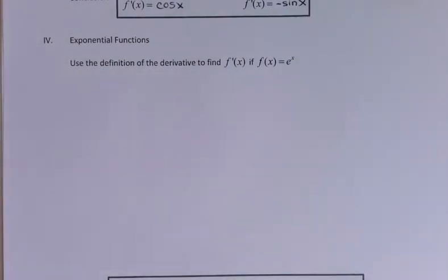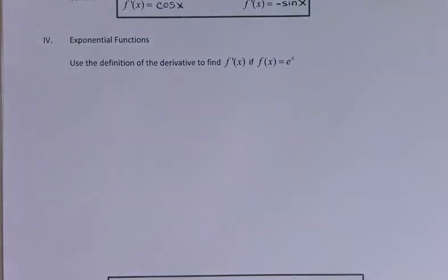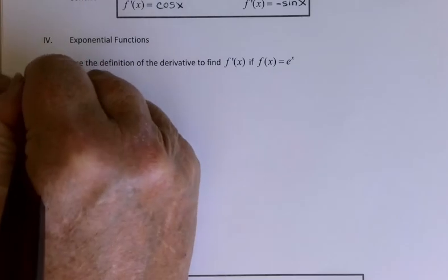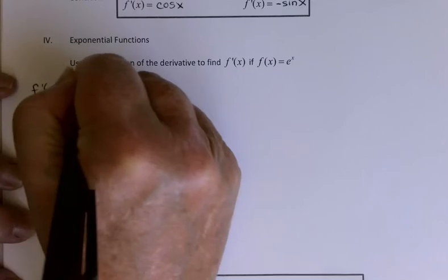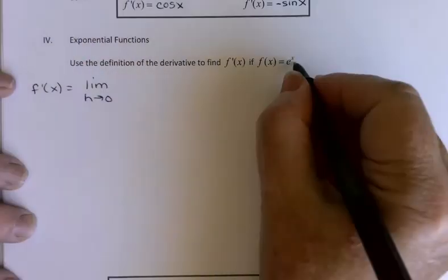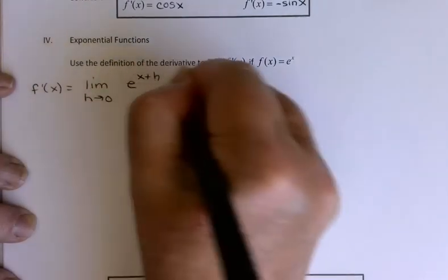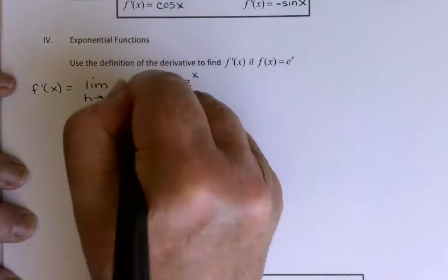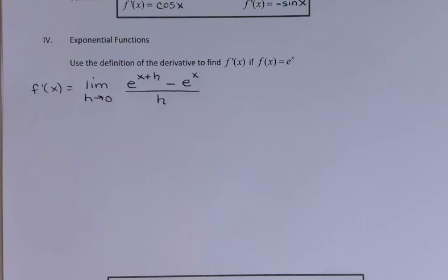Let's take a look at the exponential function. What if f of x is e to the x? Well, if I wanted the derivative, then f prime of x would be the limit as h goes to 0 of e to the x plus h minus e to the x over h. We're back in a situation where we don't have an obvious simplification, so we're going to have to do a little bit of work with this one.